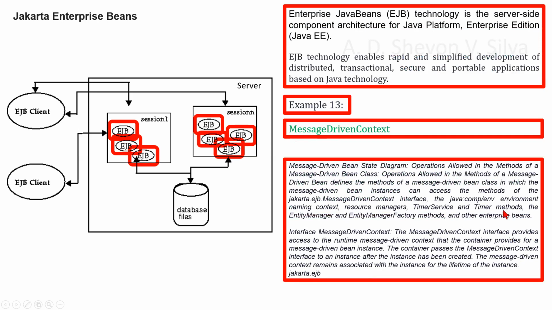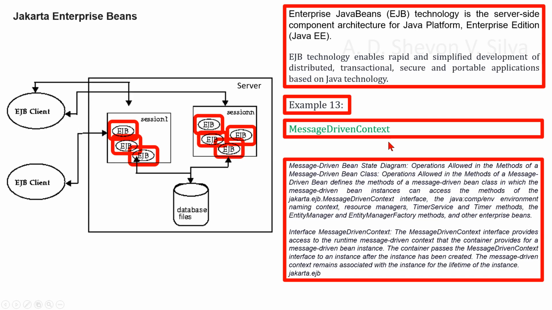Now we are considering operations allowed in methods of a message-driven bean class, and the message-driven bean state diagram. Operations allowed in the methods of the message-driven bean defines the methods of the message-driven bean class in which the message-driven bean instances can access the methods of the jakarta.ejb.MessageDrivenContext interface, the java:comp/env environment naming context, resource managers, timer service and timer methods, the entity manager and entity manager factory methods, and other enterprise beans. The interface MessageDrivenContext.